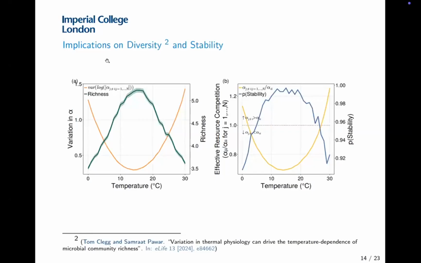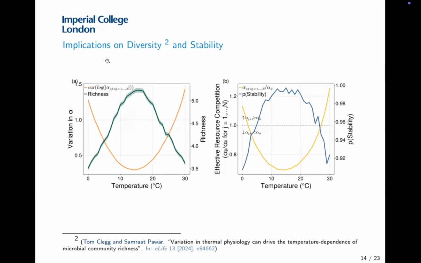So our interaction results have implications on species diversity and stability. For example, it was pointed out in this paper that the variation of these species interactions actually has an impact on species richness within the community. And we can see the correlation here, where minimal variation corresponds to higher richness in the community. So we have a unimodal curve of species richness with temperature.